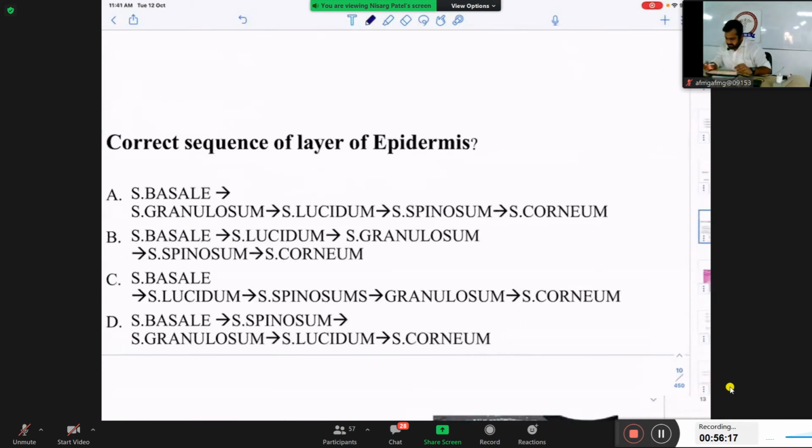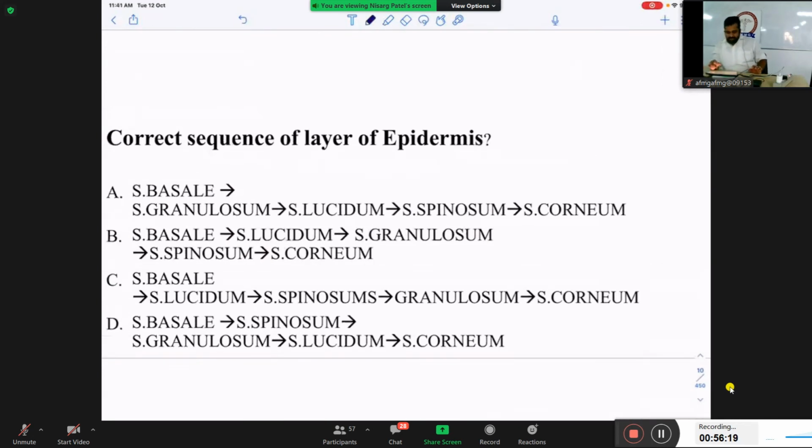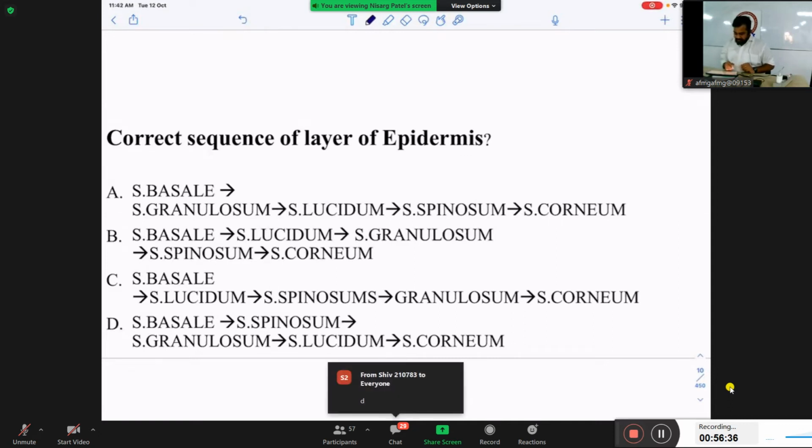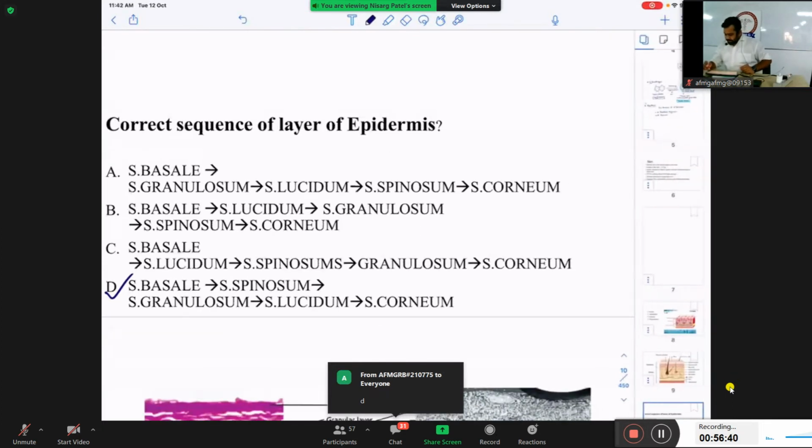चलो थोड़ा दिमाग चला लो अब, है ना? आंसर कर दो फटाफट. Correct sequence of the layers of the epidermis. What you will answer? D. Basal, spinosum, granulosum, lucidum, and corneum. What you will answer? Answer is B.